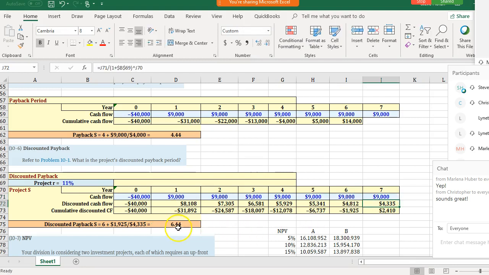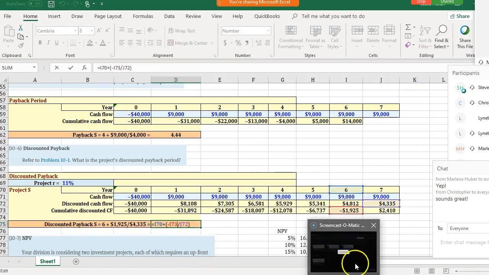Okay, and so I want you to recognize here, this goes negative to positive between years 6 and 7. So everybody kind of see that between the 1925 negative to the positive 2410. That's my range from negative to positive, years 6 to 7. So my answer is 6 point something, right? So I've already got that all filled in down here for you to see that.